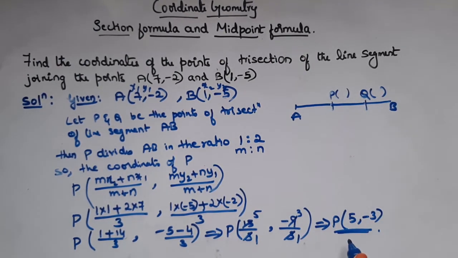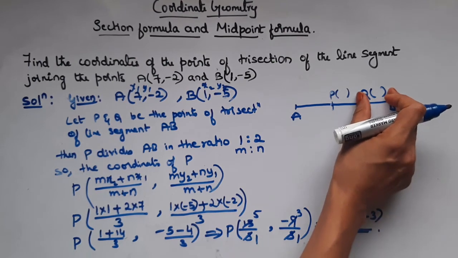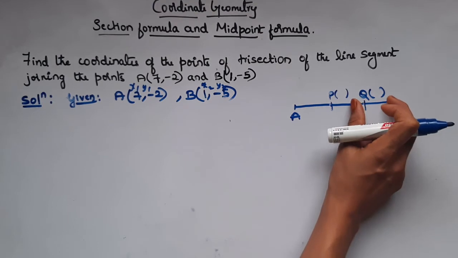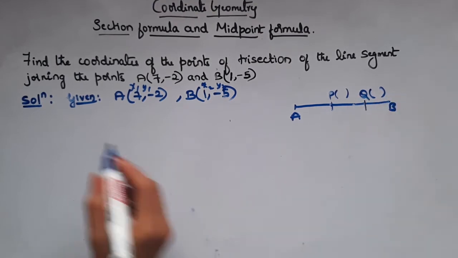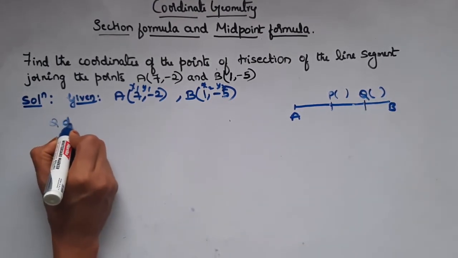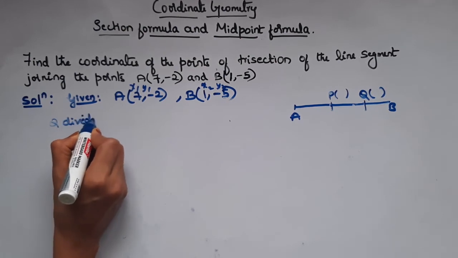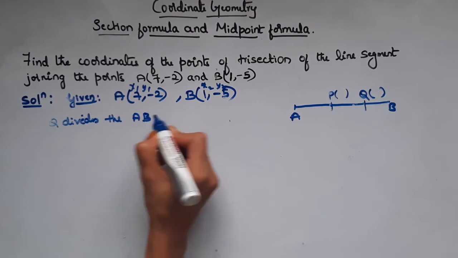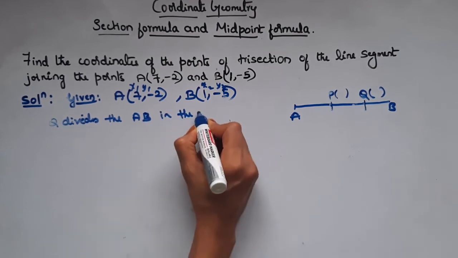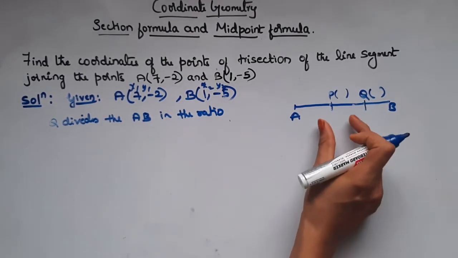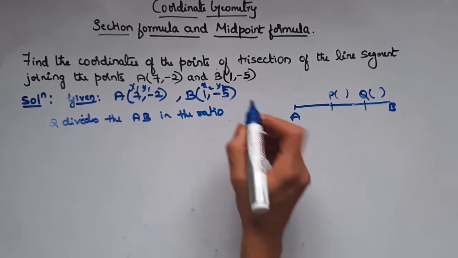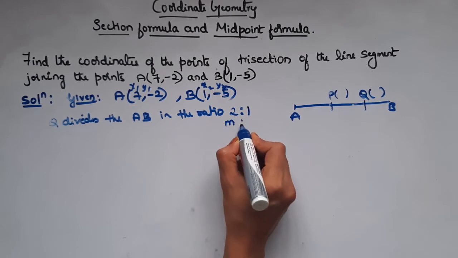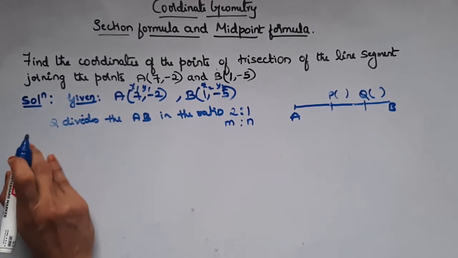Right? Similarly we will find the coordinates of point Q. But before that, pause the video and note this down. Now let's find the coordinates of point Q. So now Q divides the line AB in the ratio 2:1. Agreed? So in the ratio 2:1. So in this case M is 2 and N is 1.